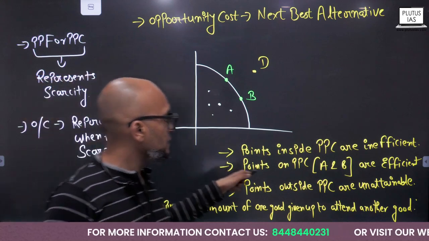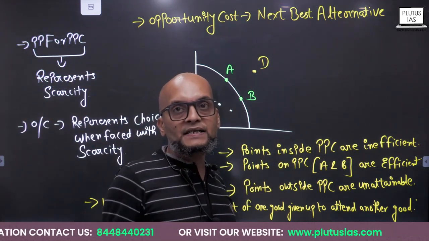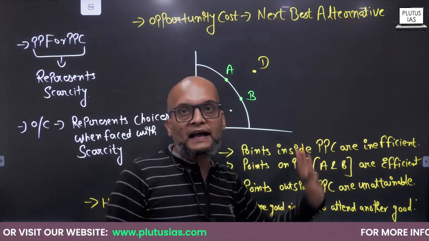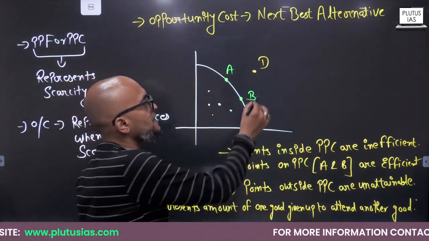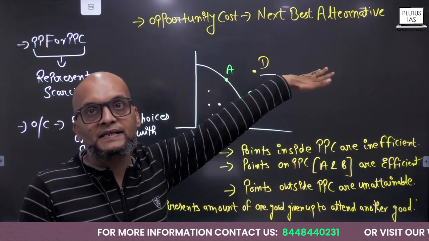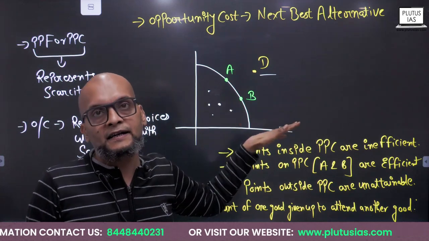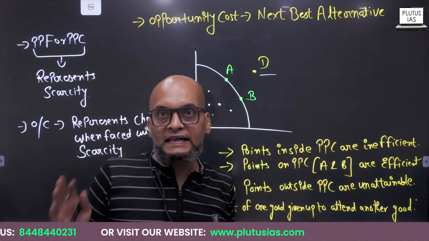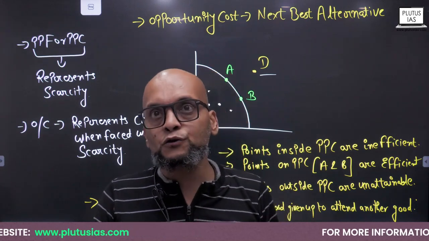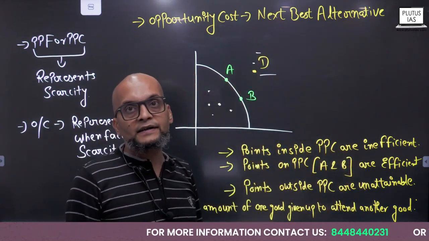Getting my point? If you look at points A and B, they are lying on the PPC. So the points that lie on the PPC are called efficient points. If you take the example of point D, point D is lying outside the PPC. And what does it mean? It means that this point is unattainable. Unattainable means that even if we use all the resources available in the economy, we won't be able to manufacture the goods up to point D. Clear?